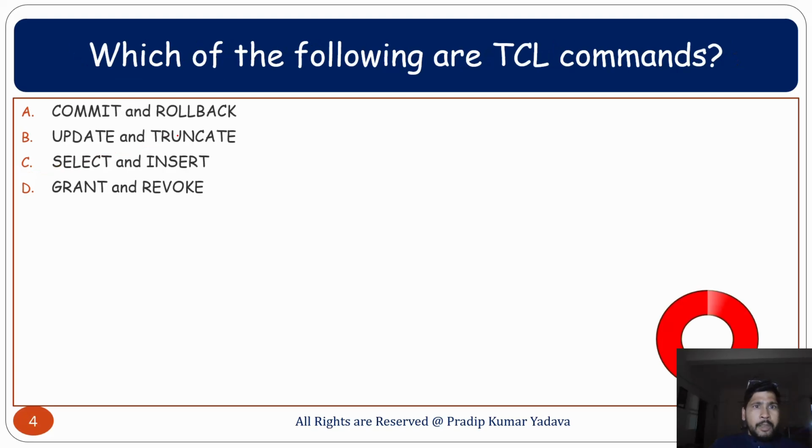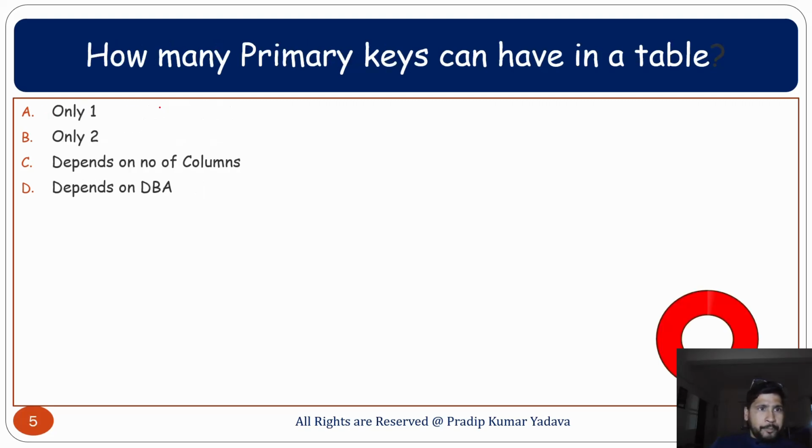Okay. Now, which of the following are TCL? That is transaction control language, we can say. So you have time, so you can think. So here, commit and rollback are TCL commands.